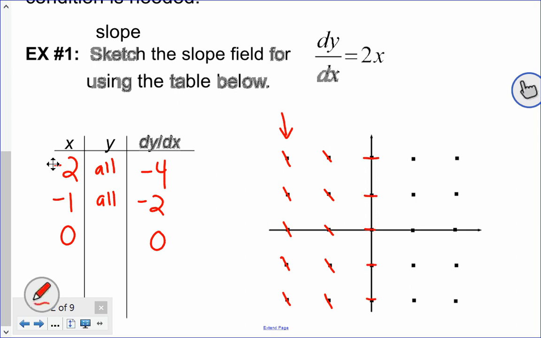You might find it better to use a colored pencil or something that you can see on your grids when you are answering your questions on your homework. Then let's plug in x equals 1. You get 2 times 1, which is 2. So everywhere that x is 1, you're going to make a slope of 2. Those were a little bit too steep. It's not quite as steep.